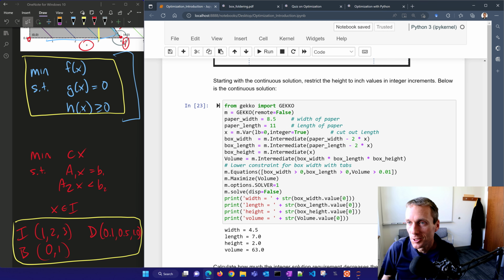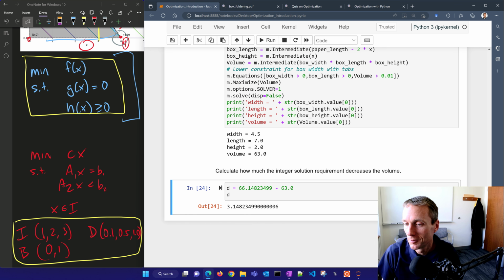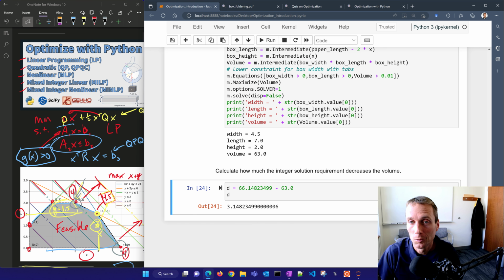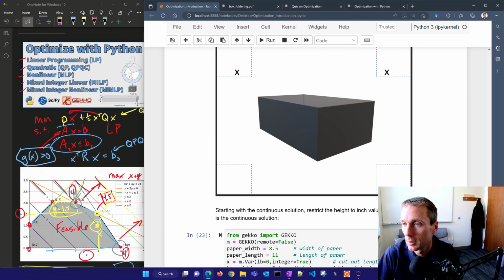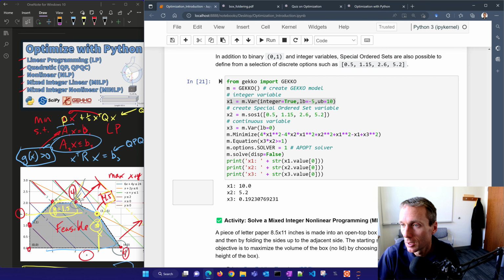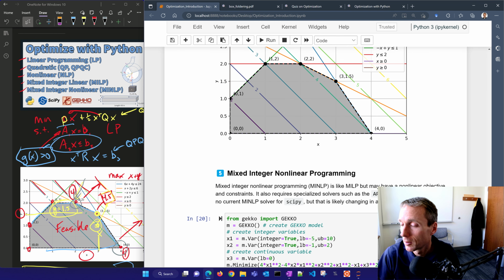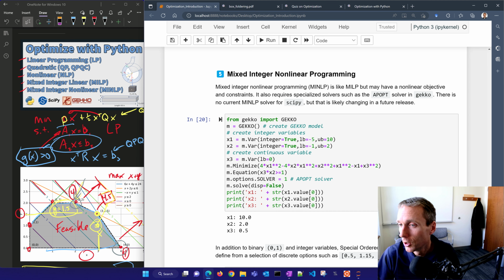Well, I hope you've enjoyed this exercise. We've gone through quite a bit here. We went through linear programming, quadratic, nonlinear, mixed integer linear, and mixed integer nonlinear programming, both with SciPy and with Gekko. You'll notice here at the end, we didn't use SciPy to solve the mixed integer nonlinear programming. I believe a version of that is going to be coming out in a future version of SciPy. It isn't here yet, but it might be there shortly.